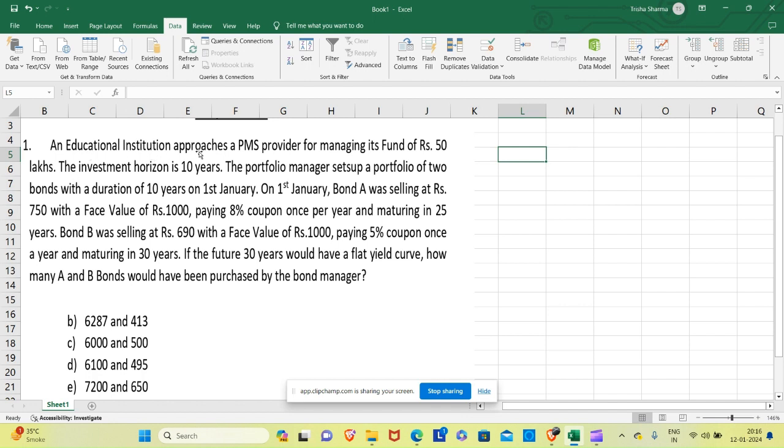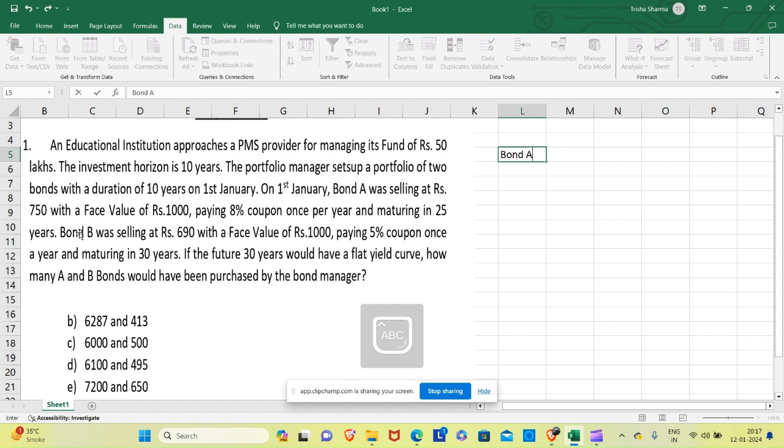So an educational institution approaches the PMS provider for managing a fund of 50 lakhs. The investment horizon is 10 years. The portfolio manager sets up a portfolio of two bonds with duration of 10 years as on 1st January. On 1st January, bond A was selling at rupees 750 with a face value of 1000, paying coupon of 8% once per year and maturing in 25 years. So we'll note down the details of this bond, which is bond A.